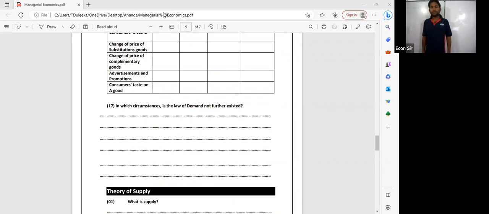Some people use that, no? Some people are using price to measure the quality of such goods.